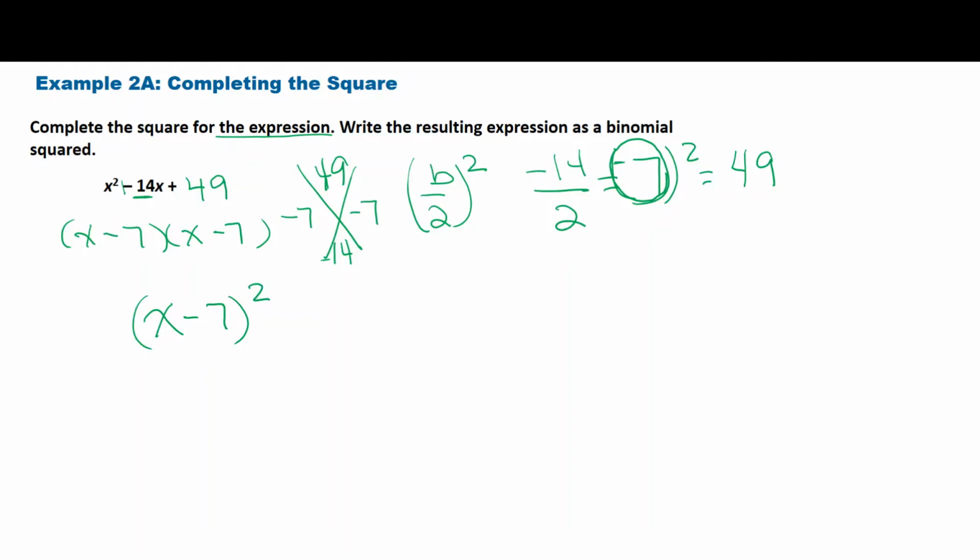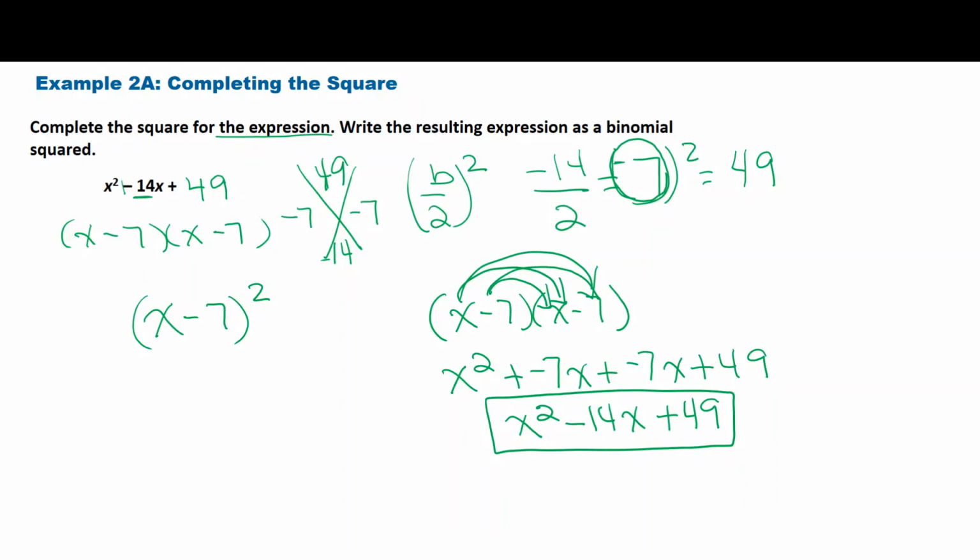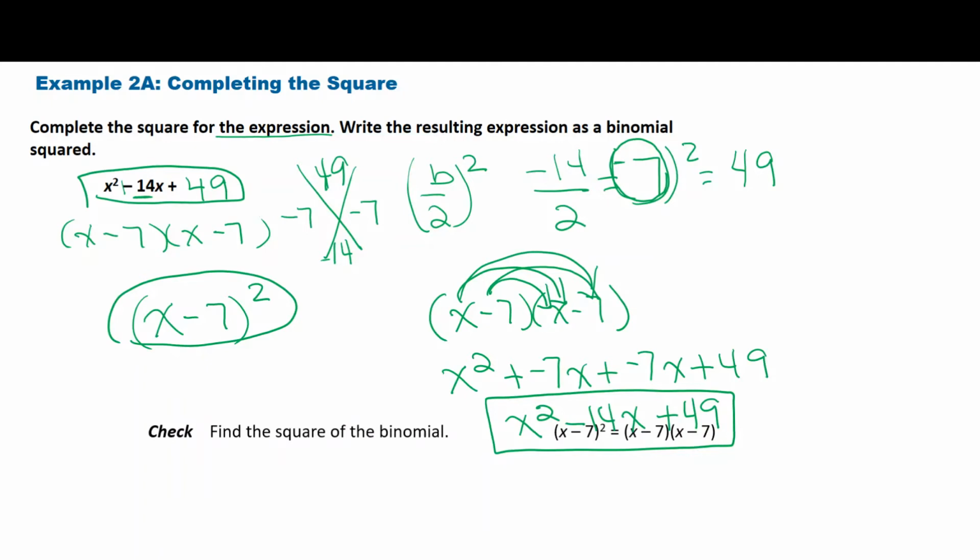All right. And then we can take that x minus 7 and go back and FOIL it, x minus 7 times x minus 7, just to check. X times x, remember FOIL starts with the first terms, so that's x squared. X times negative 7 is negative 7x. Negative 7 times x is another negative 7x. And then negative 7 times negative 7 is positive 49. So we end up with x squared minus 14x plus 49. We've completed the square, and it's the exact same as what we had before. All right, and there it is.